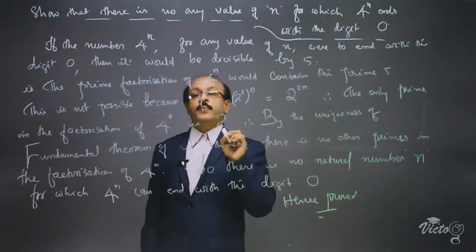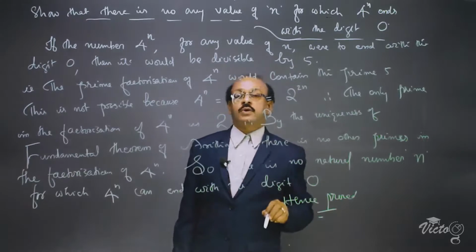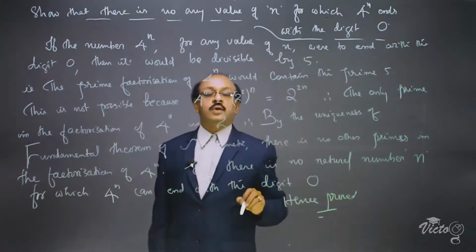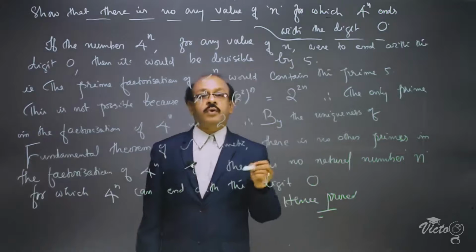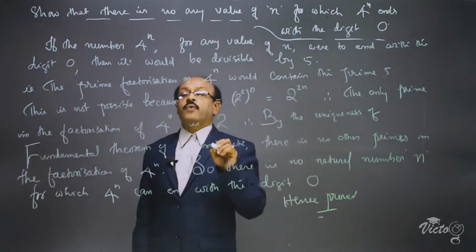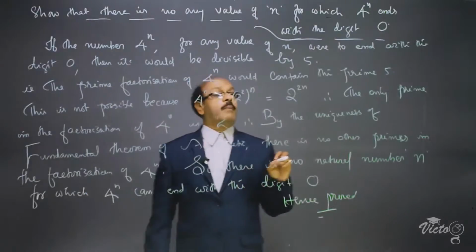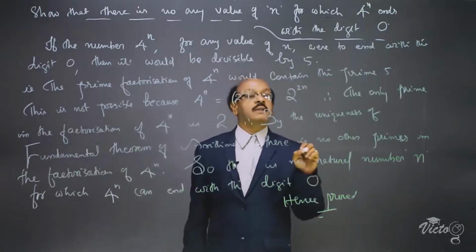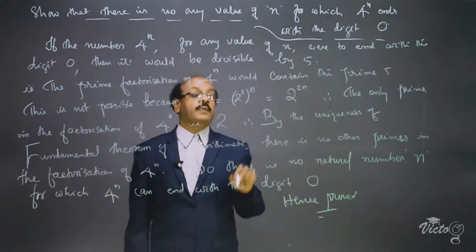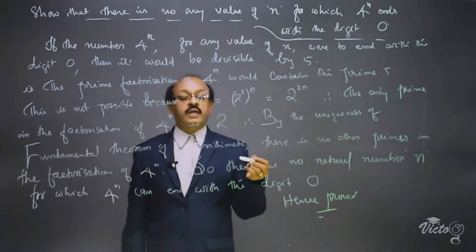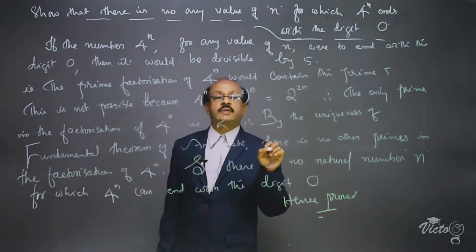But this is not possible because the prime factorization of 4 is 2 into 2, which is 2 square. Therefore, 4 raised to n is equal to 2 square, the whole raised to n, which is equal to 2 raised to 2n. This is the only prime factorization of 4 raised to n. That means the only prime occurring in it is 2. Therefore, by the uniqueness of the fundamental theorem of arithmetic, there is no other prime in the prime factorization of 4 raised to n. So there is no natural number n for which 4 raised to n can end with the digit 0, and this is the proof.